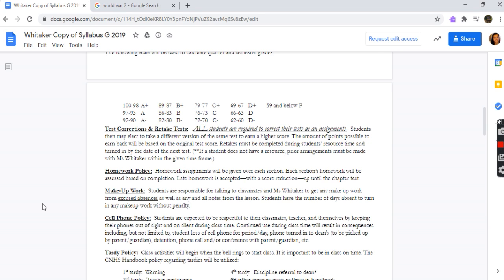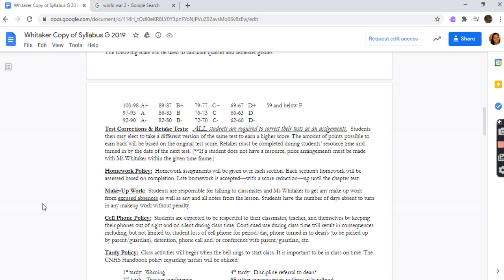Homework policy. Homework assignments will be given over each section. Each section homework will be assessed based on completion. Late homework is accepted with a score reduction up until the chapter test. Makeup work. Students are responsible for talking to classmates and Ms. Whitaker to get any makeup work for excused absences, as well as any and all notes from a lesson. Students have the same number of days as days absent to turn in any makeup work without penalty.